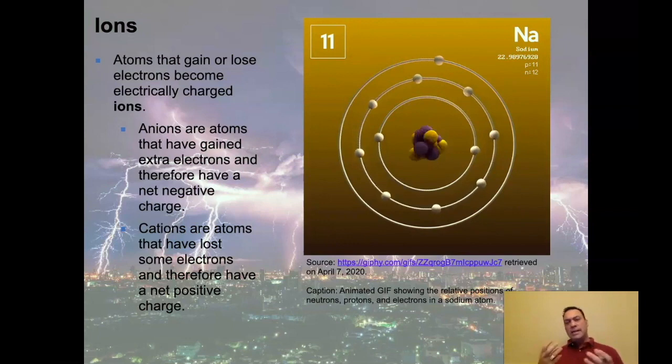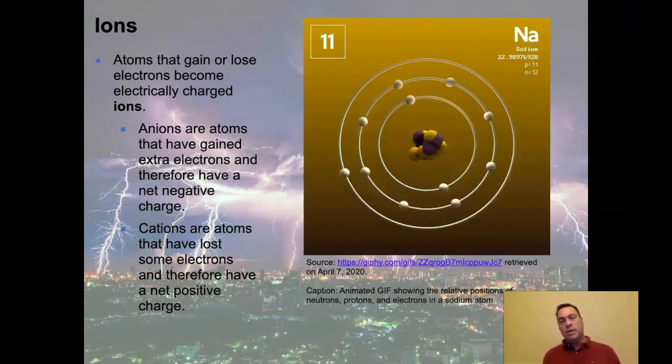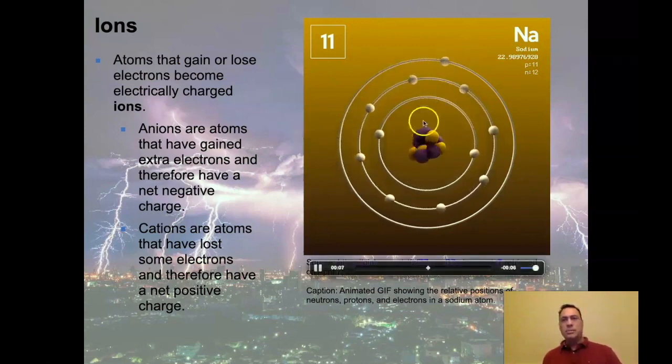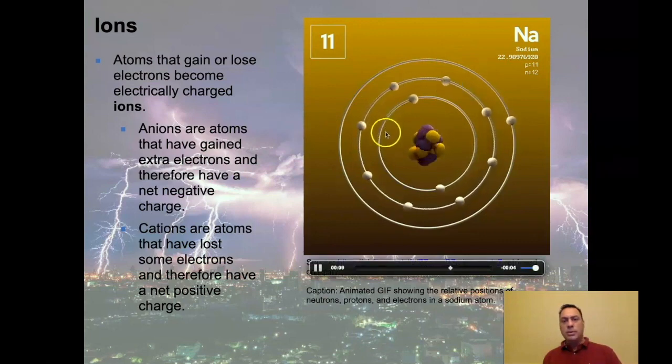So the idea is that you want to balance your charges, right? If you have 11 protons, I'll just go ahead and stay with sodium, you want to balance that with 11 electrons, right? So 11 and 11 make 0. A positive 11 plus a negative 11 is 0, okay? The problem is that nature doesn't always work out that way. Sometimes in an element like sodium, you can see how we have these orbitals set up. Again, this is not exactly accurate, but you get the idea.